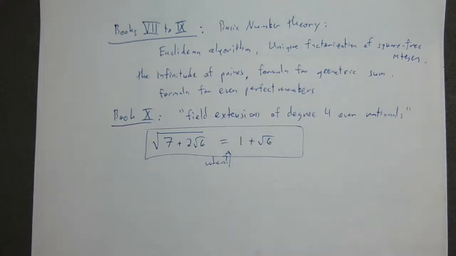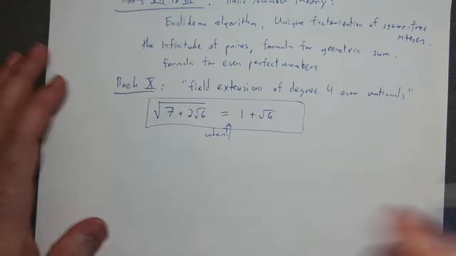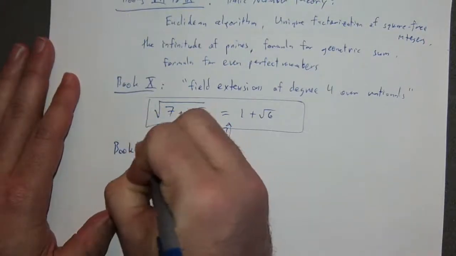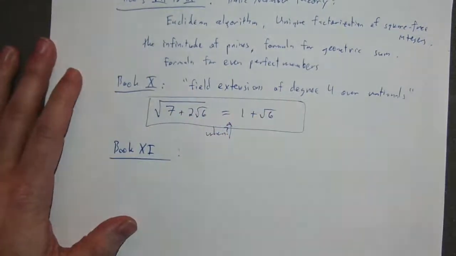The reason for this comes later, by the end of the elements, when Euclid shows there are certain ratios of lengths to the radius of a circumscribing sphere for these figures. A lot of the ratios involve quantities like this, and so that's the reason for this showing up in Book 10. So after Book 10, in Book 11, there's the move to 3D.